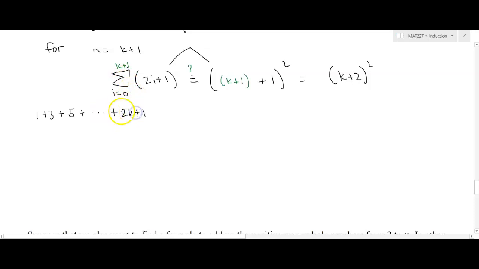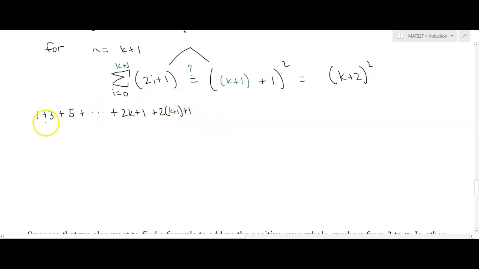2k plus 1, right? That is when I plug in k for i, but that's not the last term, because the last term is where i is k plus 1. So what I actually have to also add to that is 2 times quantity k plus 1 plus 1. That's my last term in the sequence. So now not only are we going up to k, which would be the term 2k plus 1, but we're going up to k plus 1, which would be the term 2 times quantity k plus 1 plus 1.